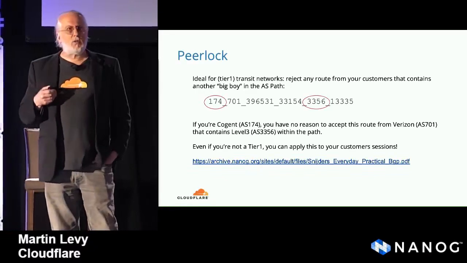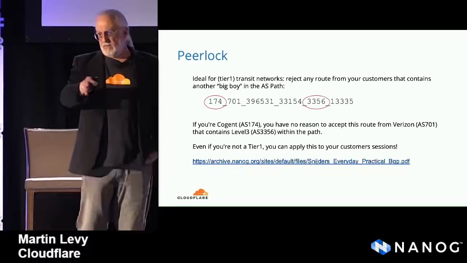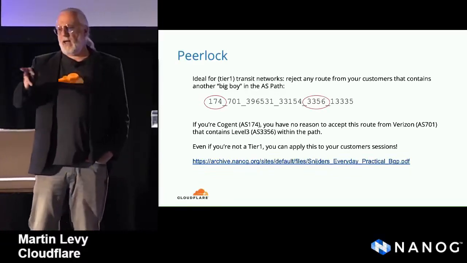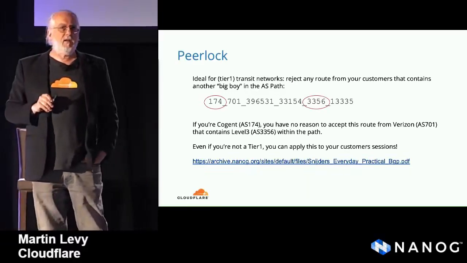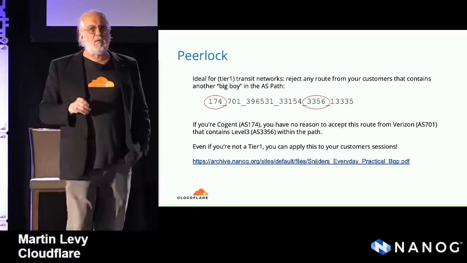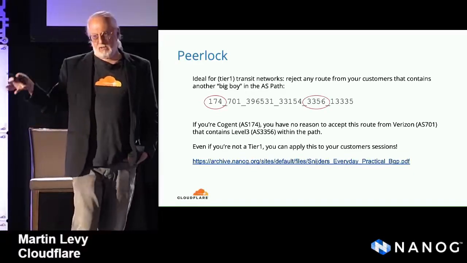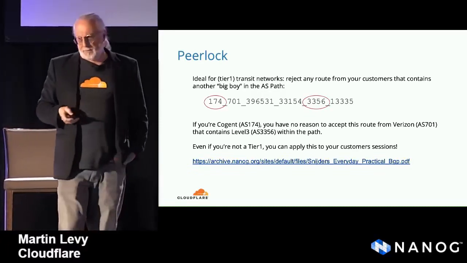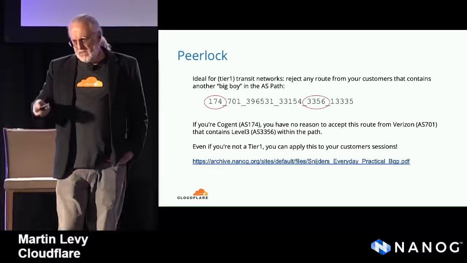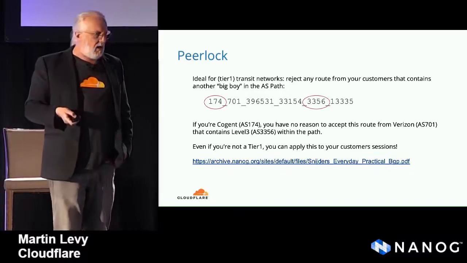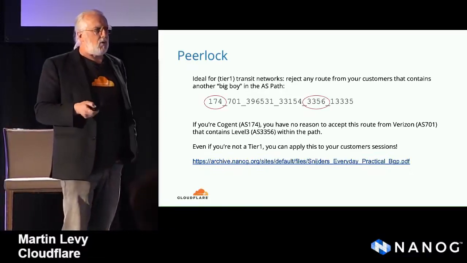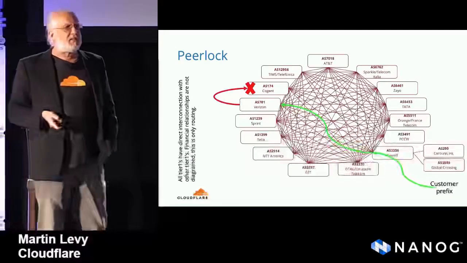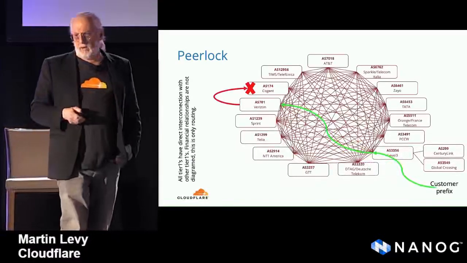There is no logical position for 174 next to 701 to also have a 3356 in there. These are the ASs of various tier 1s, Level 3, now CenturyLink, Verizon, and Cogent at the beginning of this path. This is the link to the NANOG talk that Job Snijders gave, much better about peer lock. But here's a very simple diagram of what was going on.